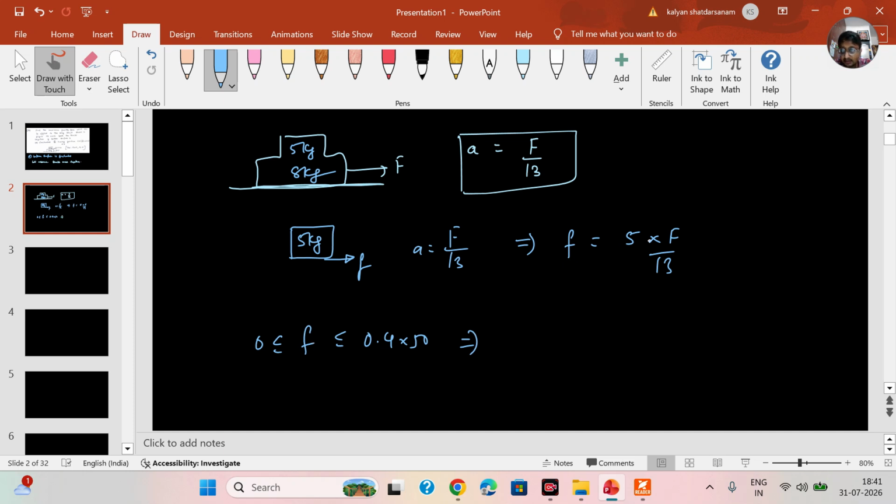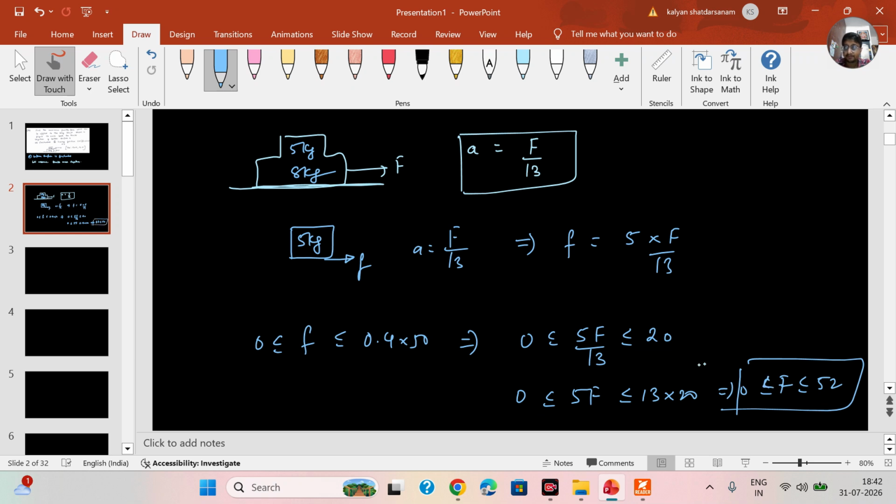But we got this friction in terms of applied force. So 0 less than 5f by 13 less than 20, which implies 0 less than 5f less than 13 into 20, divided by 5, which means 0 less than f less than 52. So as long as f lies between 0 and 52, till that point the friction lies between 0 and mu s n, means it is static. Until that force, the blocks move together. So up to 52 Newton, blocks move together.